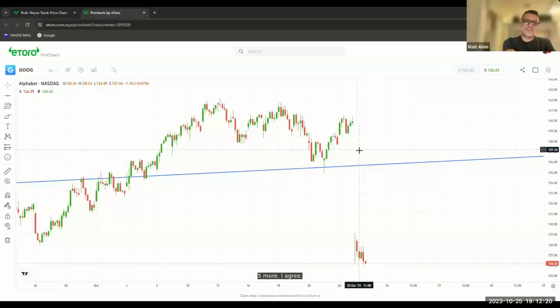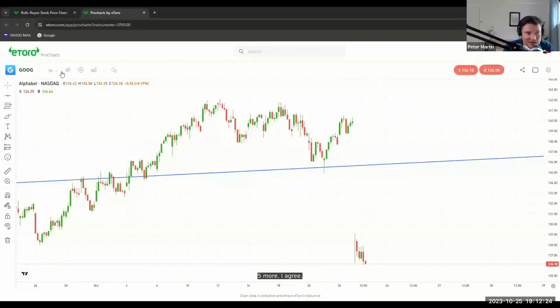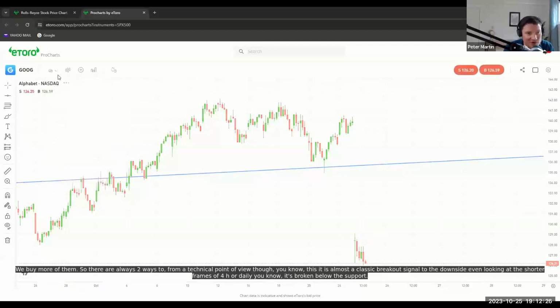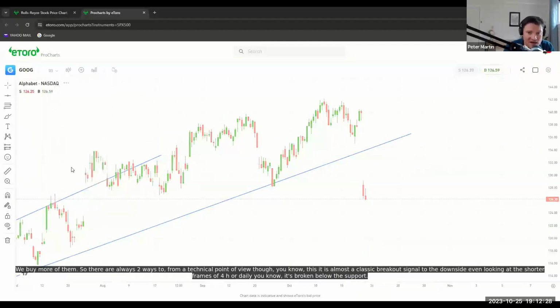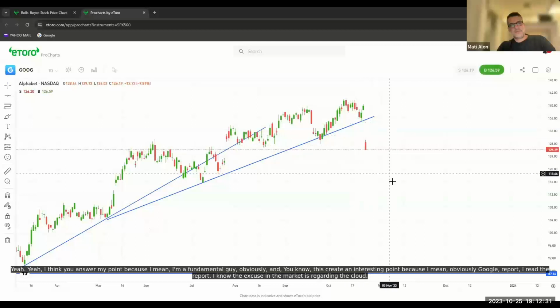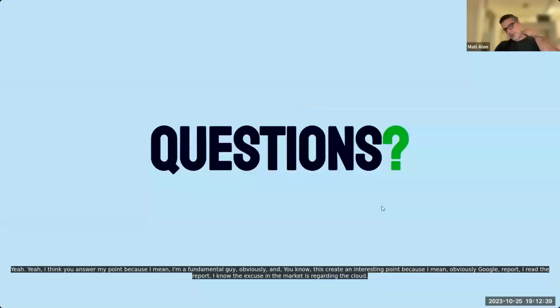From a technical point of view, though, it is almost a classic breakout signal to the downside. Even looking at the shorter time frames of 4 hours or daily, it's broken below. I think you answer my point, because I'm a fundamental guy, obviously.